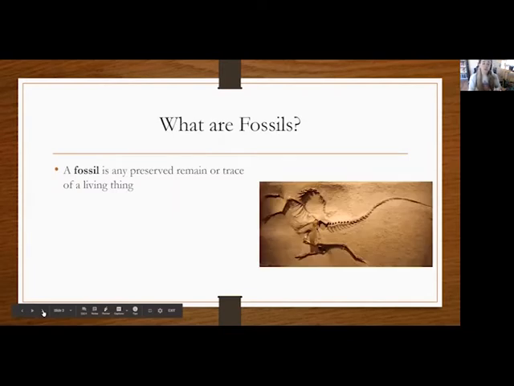Our first big question, what are fossils, is a pretty simple answer. A fossil just entails the remains or a trace of any living thing from the past. So fossils don't just include skeletons. Fossilized poop is considered a fossil. You can fossilize trees, you can fossilize tracks, shells, all kinds of things can become fossils. It doesn't just have to be an actual full skeleton like we see in the image here.